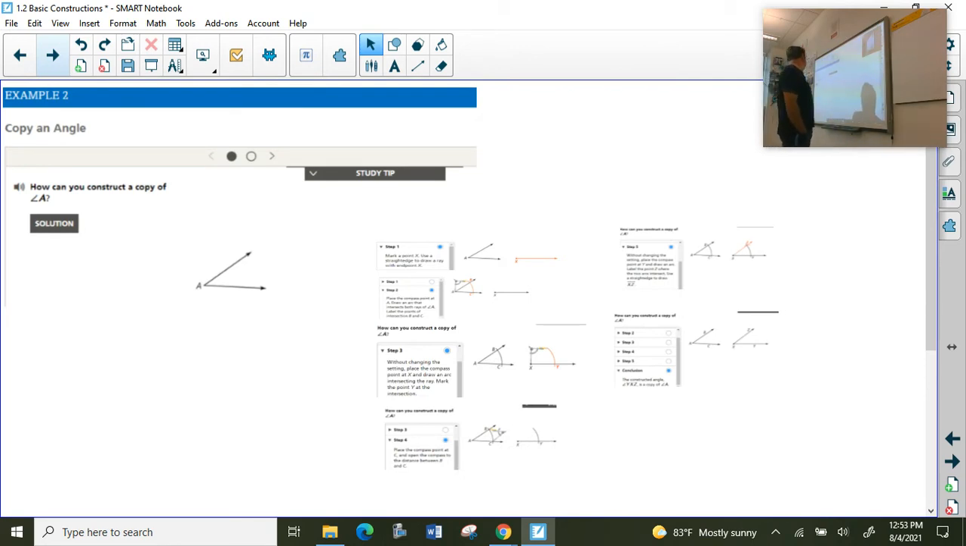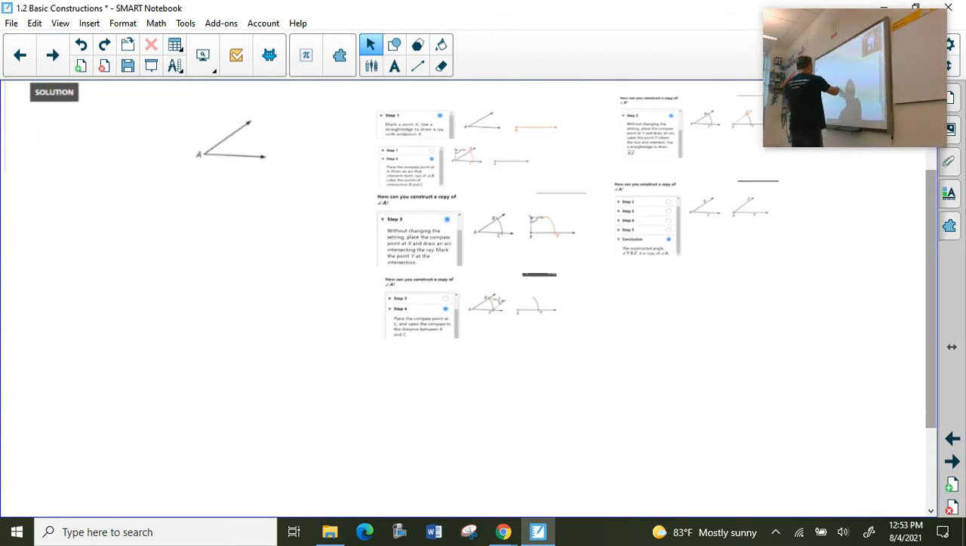Okay, how to construct a copy of an angle. I will tell you, this is one of the ones that isn't difficult, but it does seem to confuse students sometimes. So this is a good one that we're going to go through.